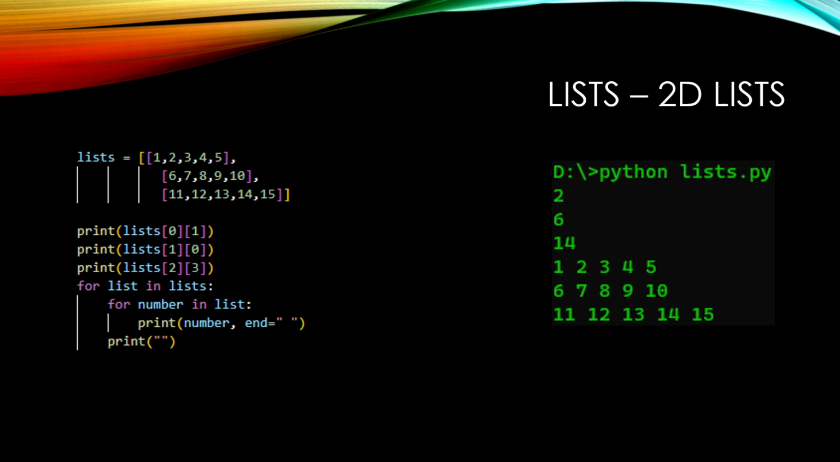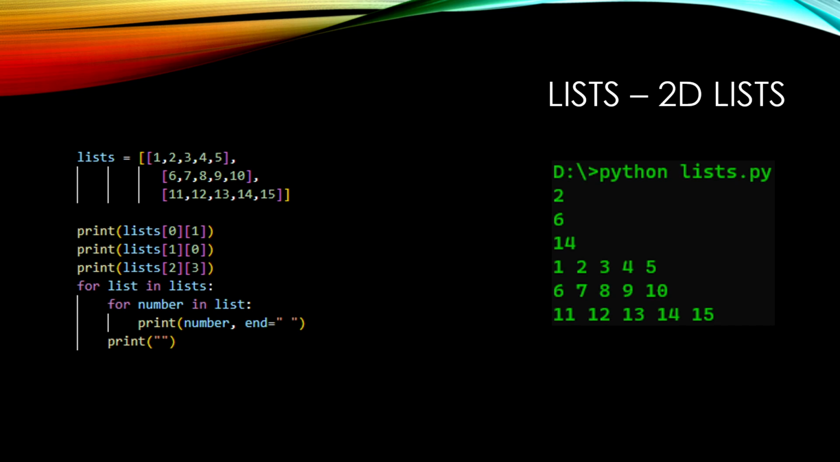So list sub 0 is going to start by looking in the list containing 1, 2, 3, 4, 5, and then we're going to look for the second element, sub 1. So if we have the list of lists as shown above, lists sub 0, sub 1 is going to give us 2, because that is first row, second column.